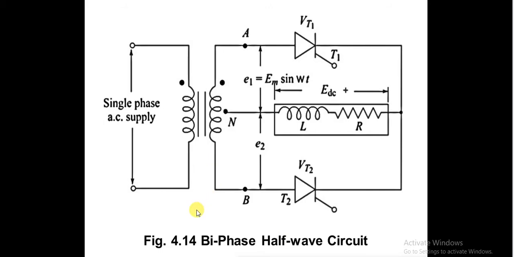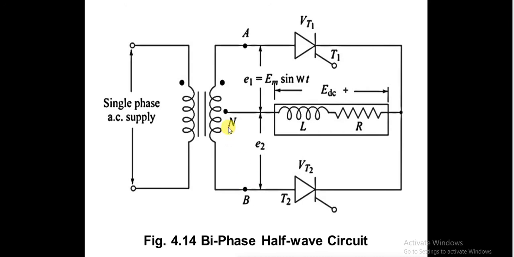So this is the circuit diagram for single phase full wave silicon controlled rectifier. It is also called a biphase half wave circuit. Now if you look at the circuit construction, there is a single phase AC supply at the input. Then we have a transformer. It is a center tap transformer having three terminals A, N, B.